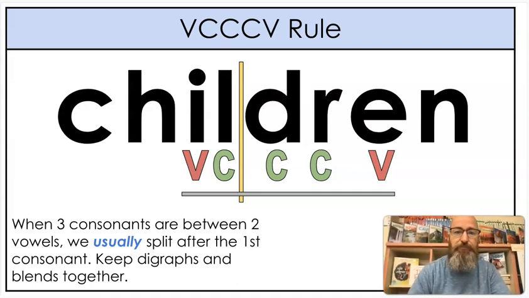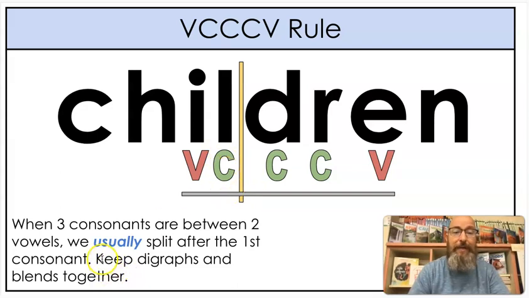Multi means many. And of course, for the VCCCV rule, we know that when 3 consonants are between 2 vowels, and we see this with children, with the I and the E, we see 3 consonants, the L, the D, and the R. We usually split them after the first consonant. Now here's a question. Does usually mean always? No. It means sometimes. It means most of the time, but it still doesn't mean always.